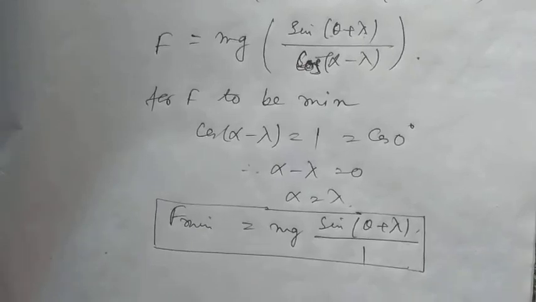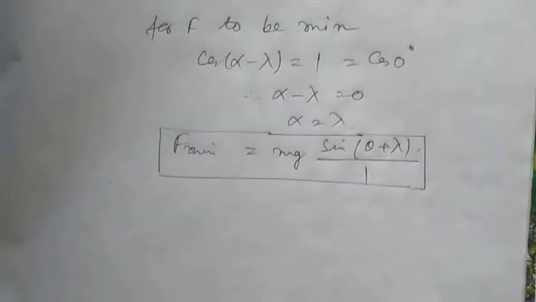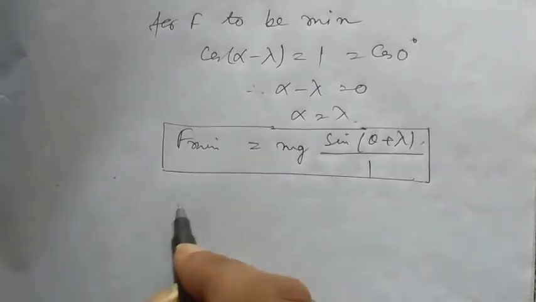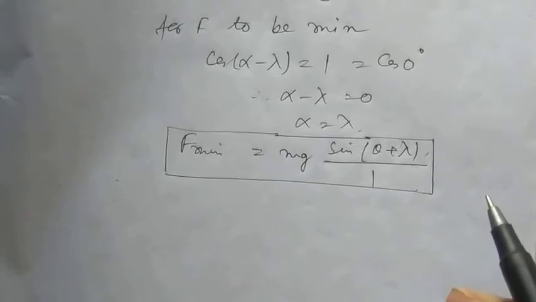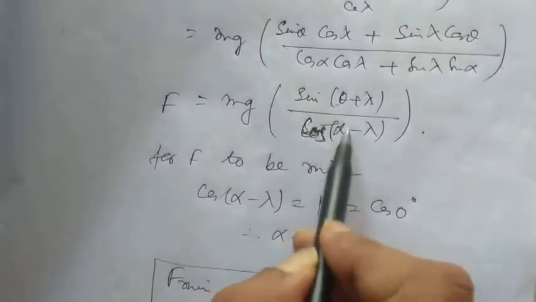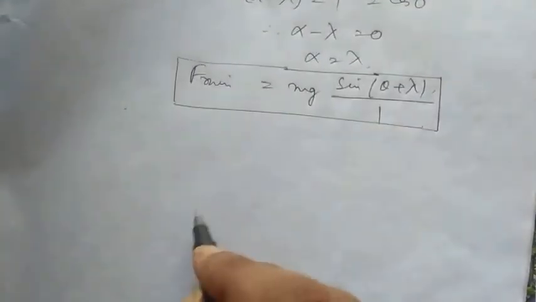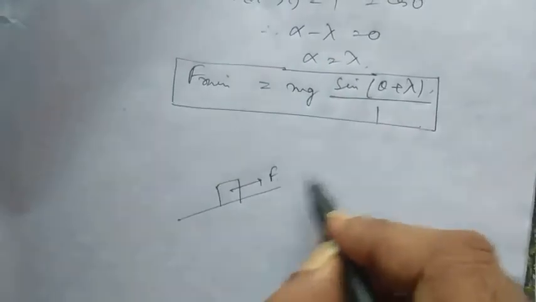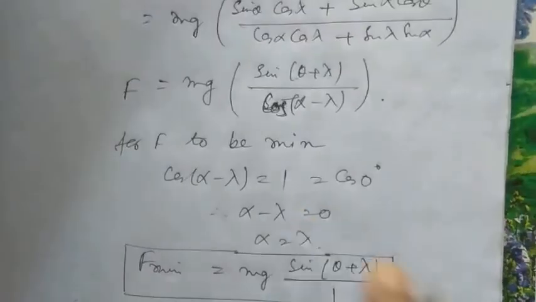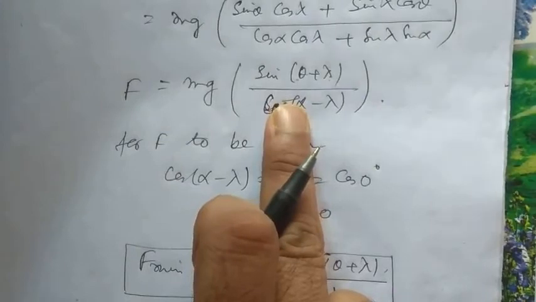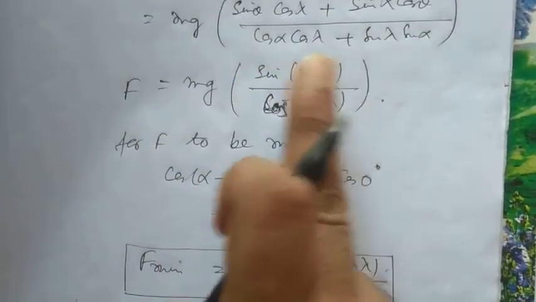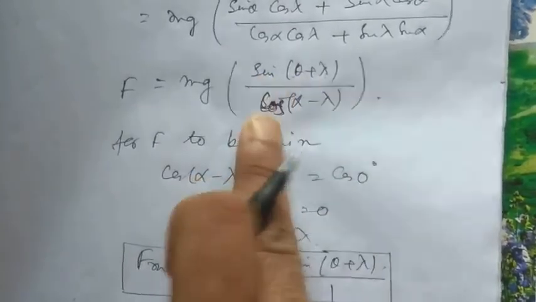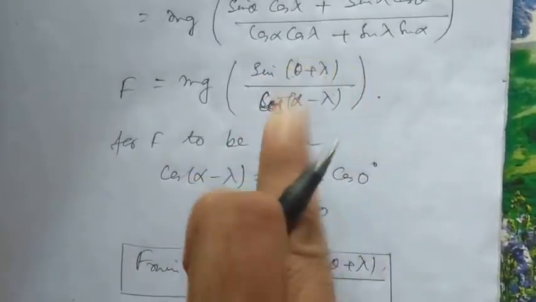Now the special case where the force F is applied along the plane, that means alpha is 0. Alpha will be replaced as 0. It means the force is acting in this direction, not at an angle. So in this case, alpha will be equal to 0. So sine of theta plus lambda by cos of minus lambda. Cos of minus lambda means cos lambda.